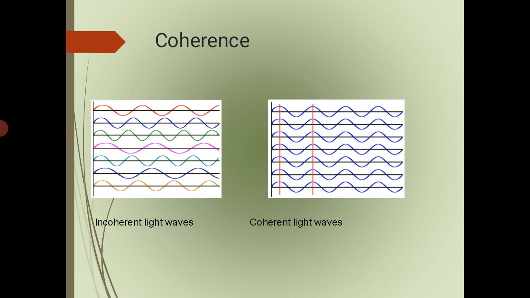And next property, coherence. On the screen in the first box you can see incoherent light waves. A number of waves are traveling with different phase and different wavelength. These light rays are ordinary light. In the second box you can also see a number of waves, but all these waves travel with the same phase and same wavelength. Crest matches crest and trough matches trough. These are coherent light waves, or laser light.